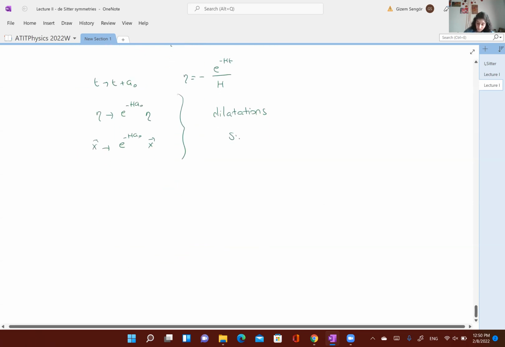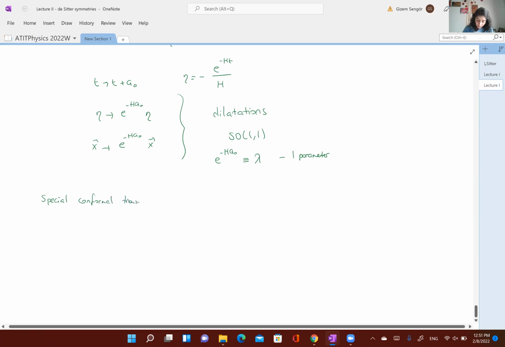So this is a subgroup on its own. It's the SO(1,1) subgroup, and it just means scaling of coordinates by some parameter. So let me rename this as lambda. So this has one parameter. And then we wrote on our list special conformal transformations.